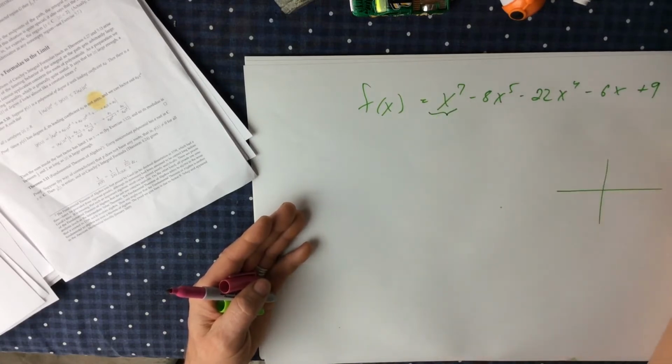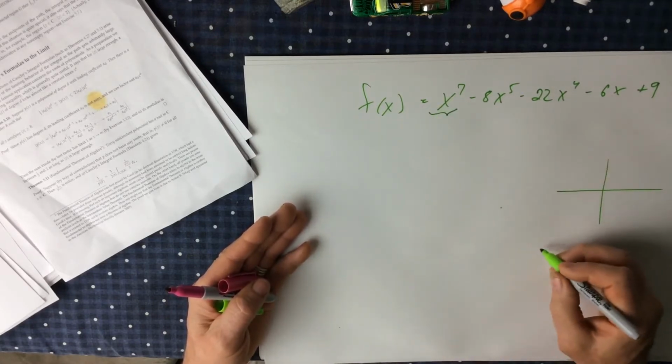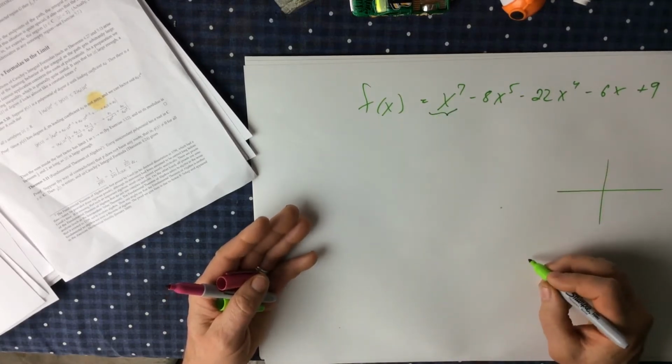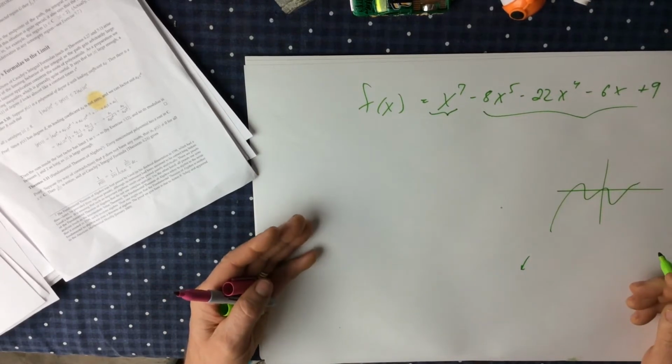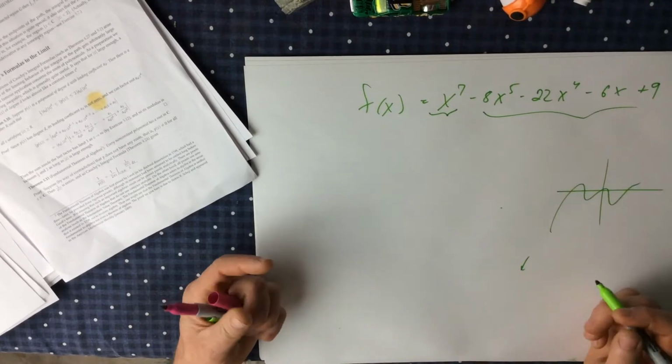If it's plus in the front, it's going to curve up to the right. If it's minus in the front and it's odd, it's going to curve down. And this stuff just seems to control the things in between. This is the dominant term.